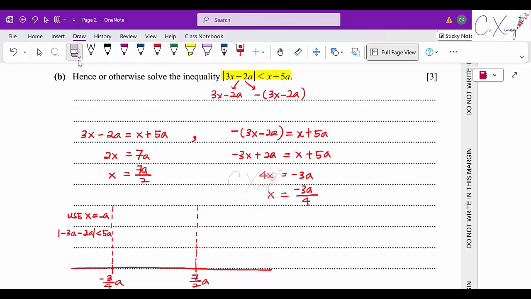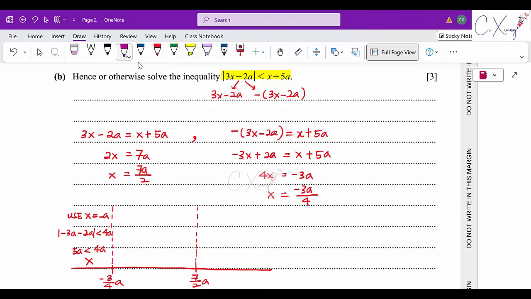Sorry, it should be smaller than 4a, right? Because negative a plus 5, so it should be 4a. Alright, then you're having 5a modulus. Negative 5a modulus becomes positive 5a, smaller than 4a. So you realize that this is not the correct inequality. That means the answer from this part will not give you the correct inequality that you want.